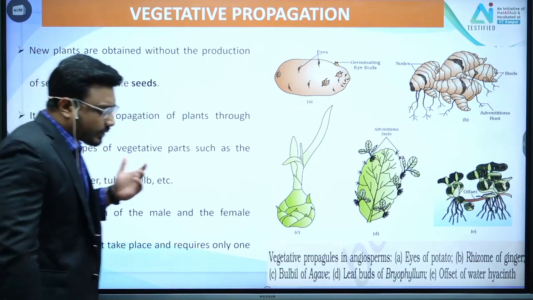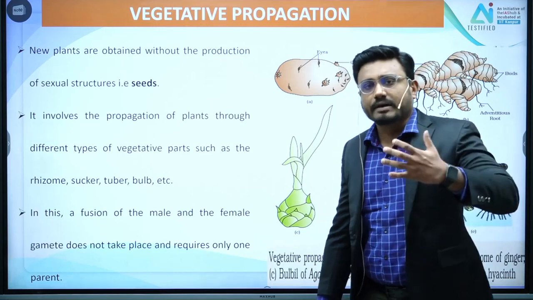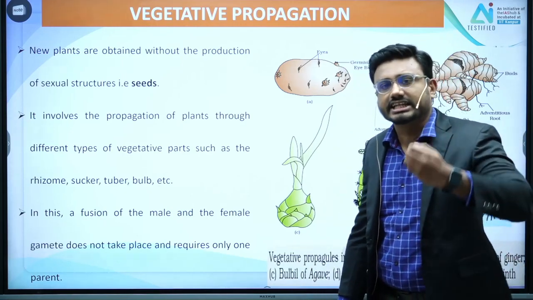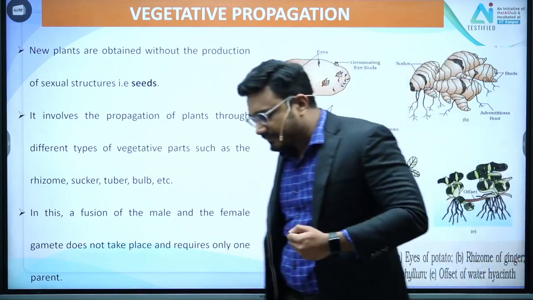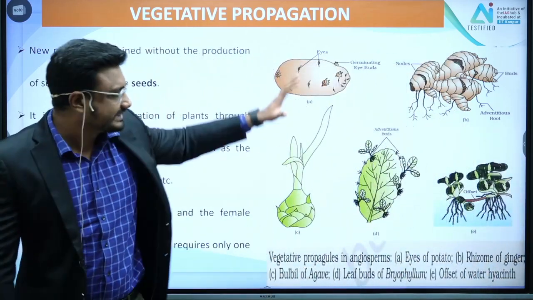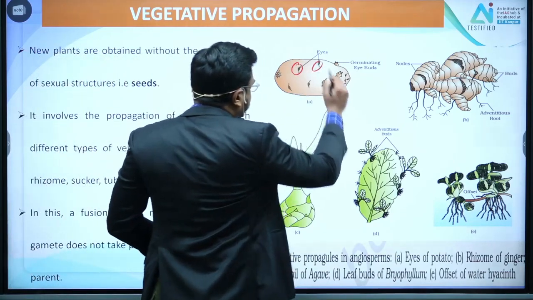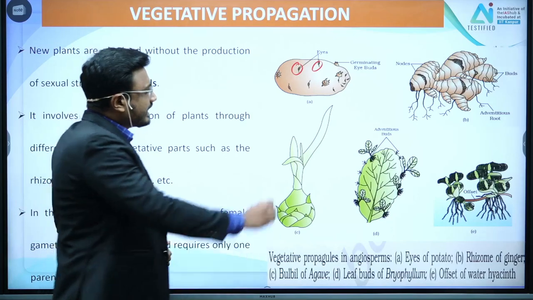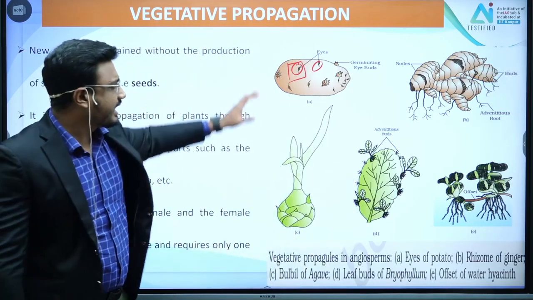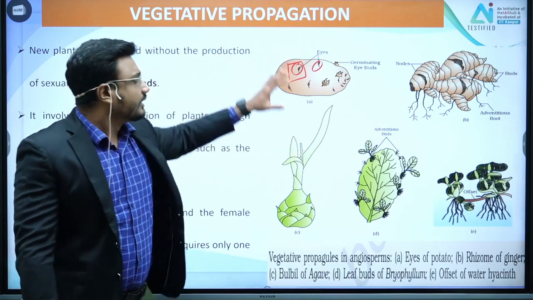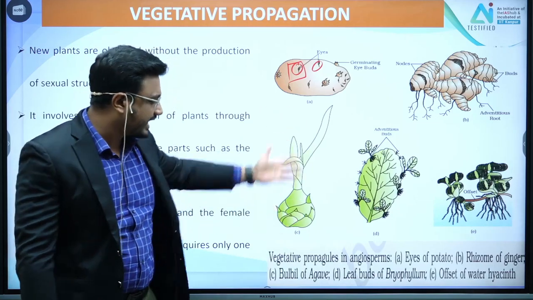Vegetative propagation. In this type of asexual reproduction, a completely new plant arises from the vegetative parts of the plant. So what are the different vegetative parts of the plant? Let's go through this diagram. Here we can see that some eyes are present in the potato. If I cut a slice of potato which has an eye, put it in the soil and give it water and nutrients, definitely a new potato plant will arise from this.